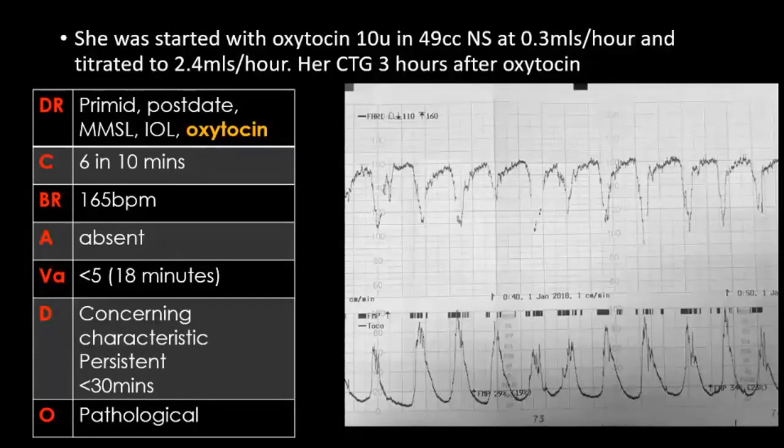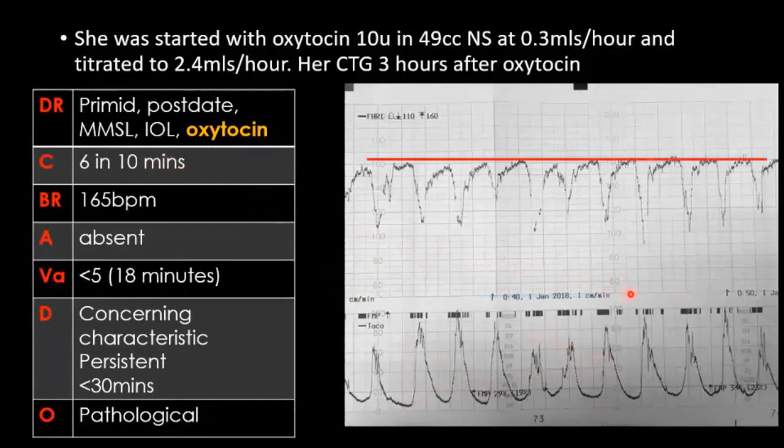This is her CTG 3 hours after the oxytocin. So interpret the CTG. Again, you need to define the risk. She's a primid, postdate, MMSL, induction of labor, and now she's on oxytocin. Look at the contraction. So this is 10 minutes again. You count 1, 2, 3, 4, 5, 6. So contraction is 6 in 10.